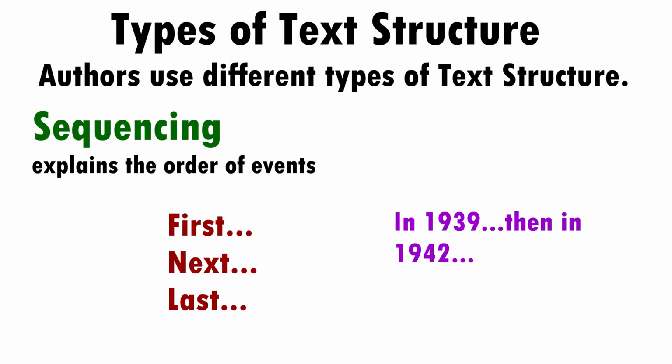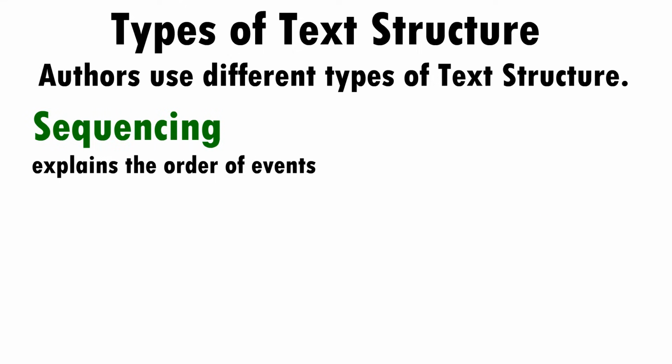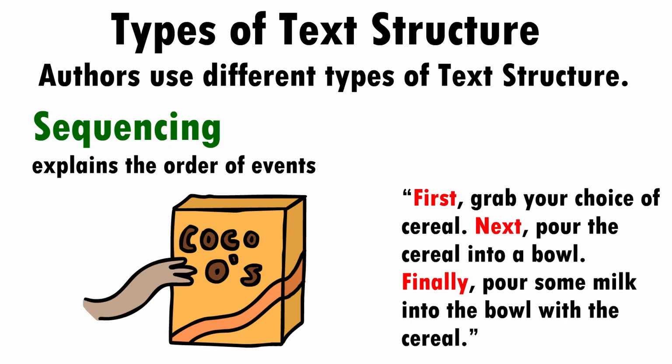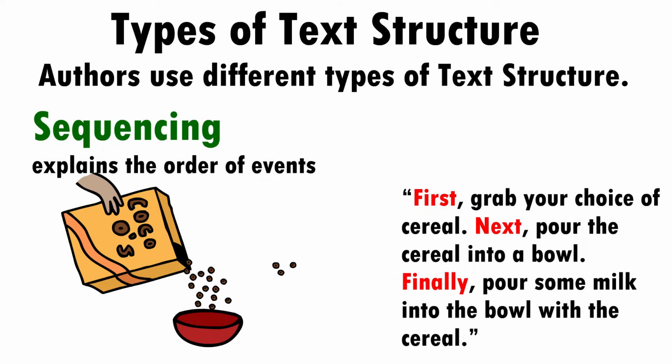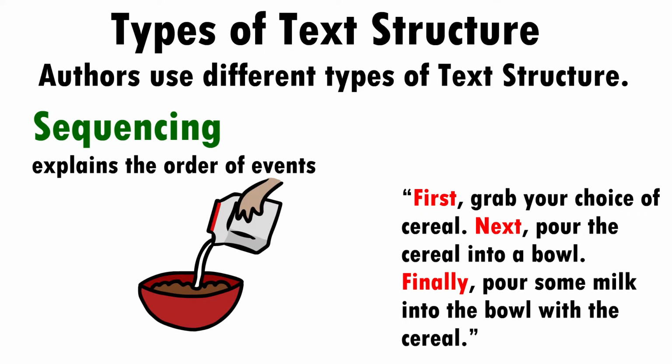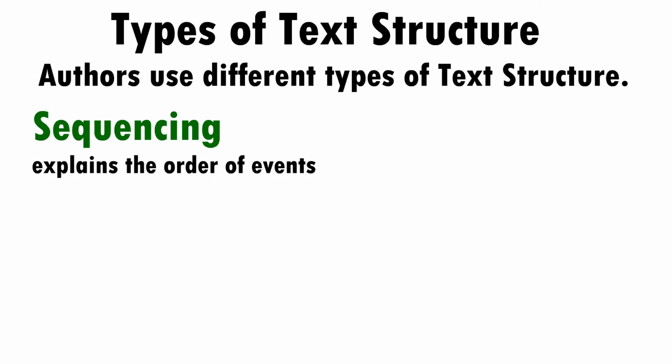For example, say if we wanted to write the process for making a bowl of cereal, we could say, first, grab your choice of cereal. Next, pour the cereal into the bowl. Finally, pour some milk into the bowl with the cereal. In this, we showed sequencing text structure by showing a process of how to make a bowl of cereal.